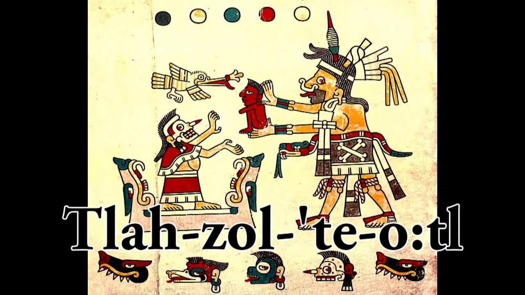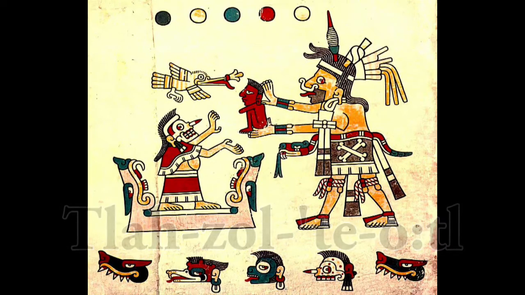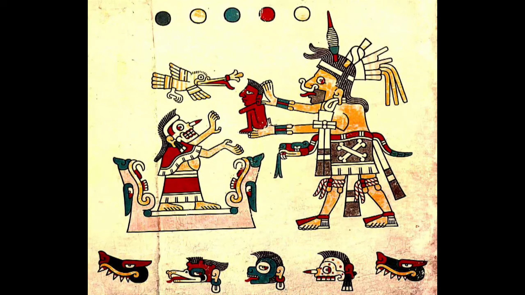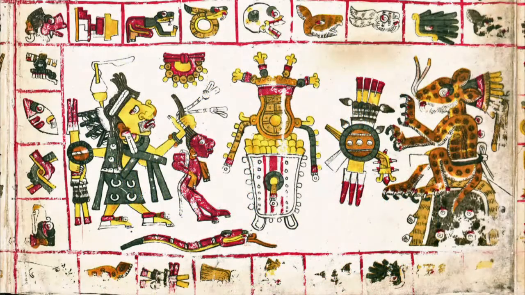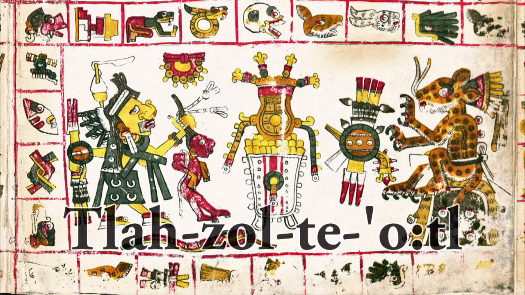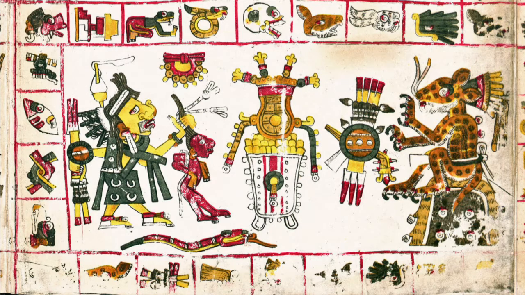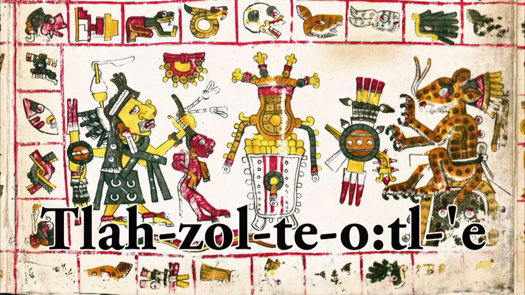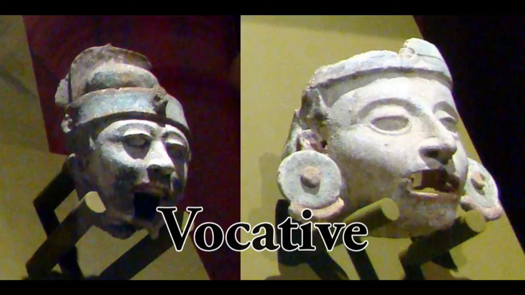Tlahzolteotl means spirit of refuse or filth, whose literal translation is the subject for another video. In the Mexica dialect, the most familiar exception to this rule is when somebody is calling a person by name. If the speaker is female, the final syllable is stressed instead, Tlahzolteotl. If the speaker is male, the stress is on the added suffix e, Tlahzolteotle. This is called the vocative form.